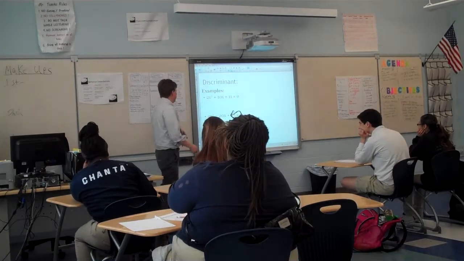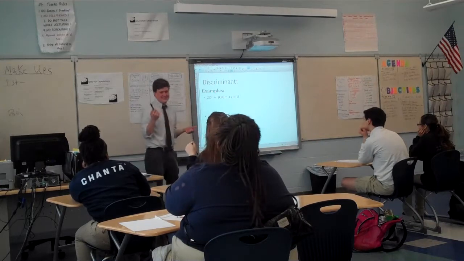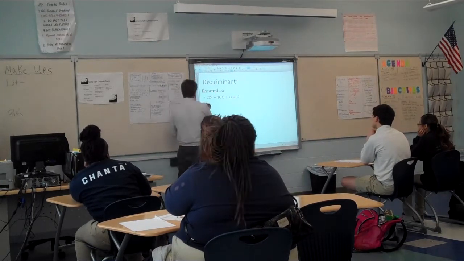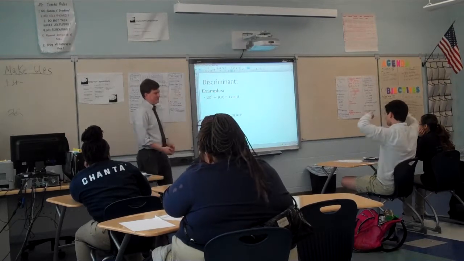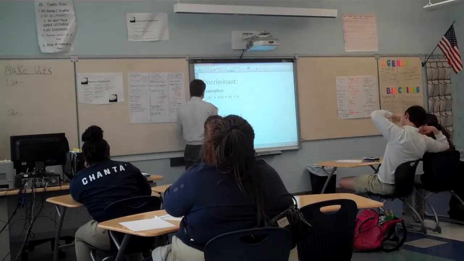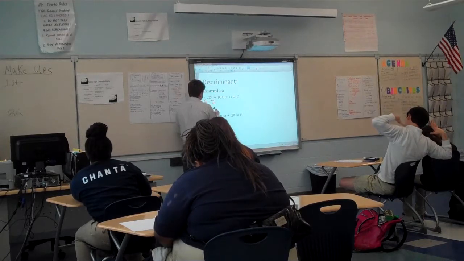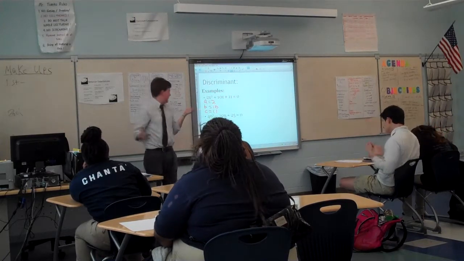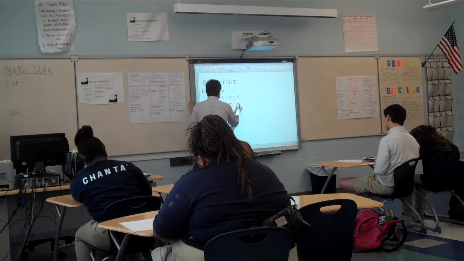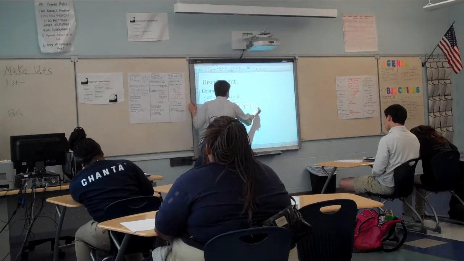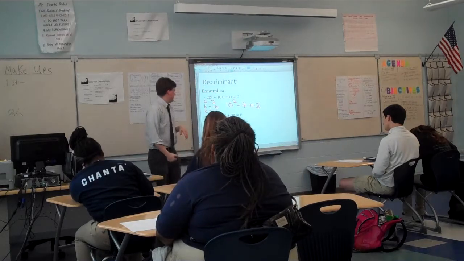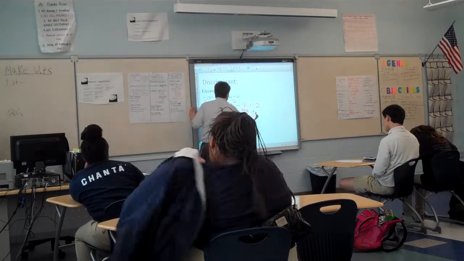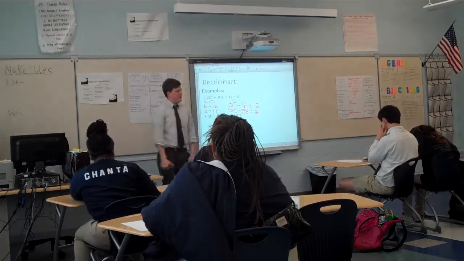For this example, what's A, B, and C here? Shout out. I guess A is 2x. A is not 2x. A is 2. Oh, A is 2. B is 10. C is 11. So if we do b squared minus 4ac, we get 10 squared minus 4 times 11 times 2. This would be 100 minus 88.